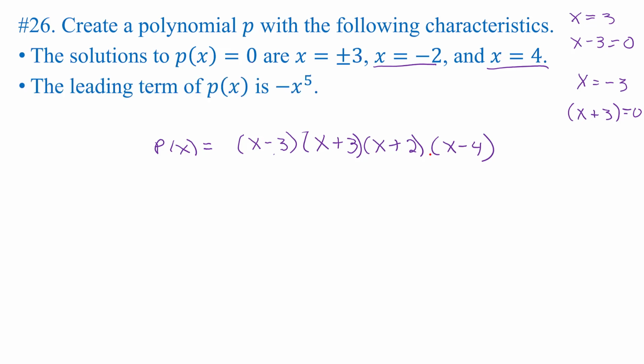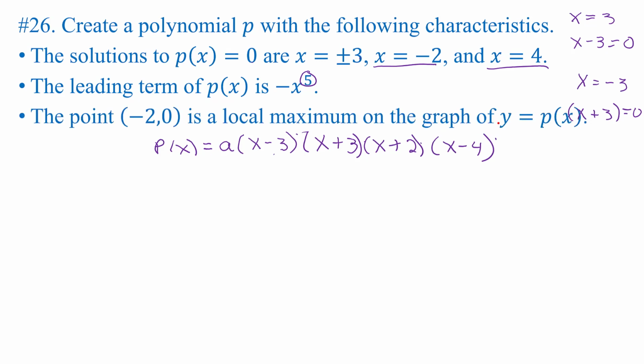Now I want to make sure the leading term is negative x to the 5th. Well, we might have some number stuck out in front, so I'm just going to throw in a for now. The big issue I see here is having a power of 5, because right now I have a power of 4. So one more bullet point here tells me that the point (negative 2, 0) is the local maximum on the graph of y equals p of x.